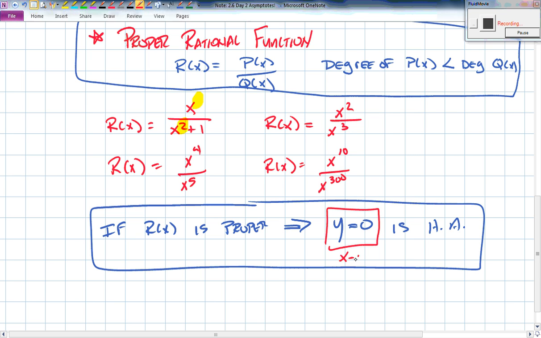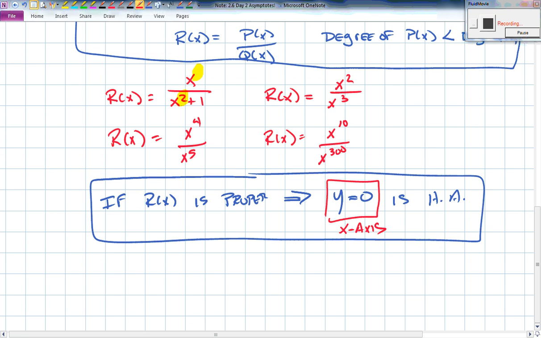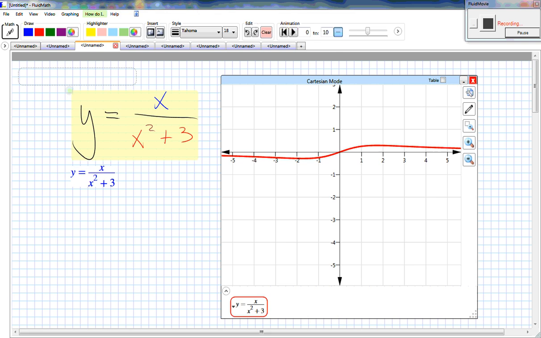The x-axis. Very good. Okay. So let me demonstrate this for you. Has everybody got this down? No, you don't handle it.